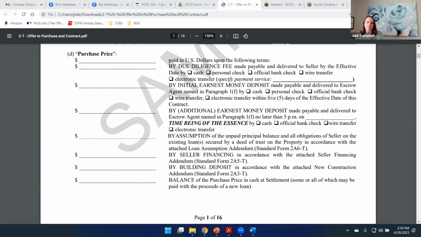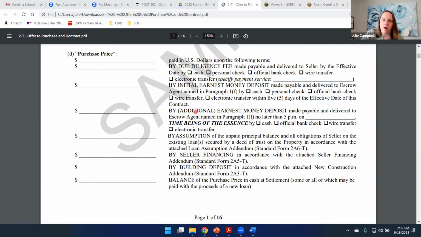So the initial earnest money deposit is made payable and delivered to the escrow agent that we're going to identify in paragraph 1F. The initial earnest money deposit is going to be cash, personal check, official bank check, wire transfer, or electronic transfer within 5 days of the effective date. So initial earnest money is due to the escrow agent within 5 days.